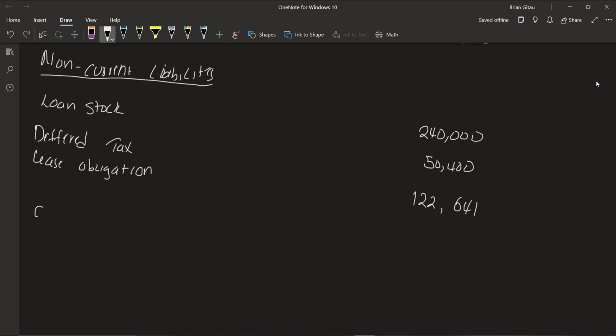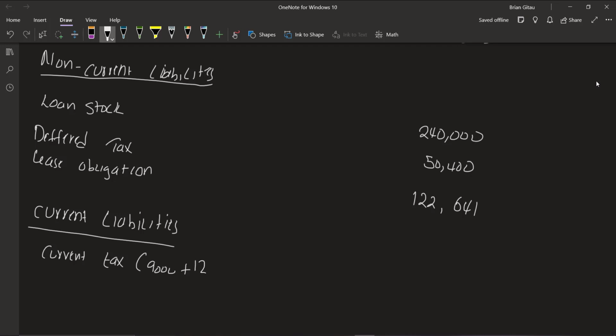Next we have current liabilities. Current liabilities, we have current tax. Current tax, we saw we had 9,000 and we had an over provision of 1,200. So we have a total of 10,200. We also have payables, given as 72,000. And lastly, we have lease obligation.